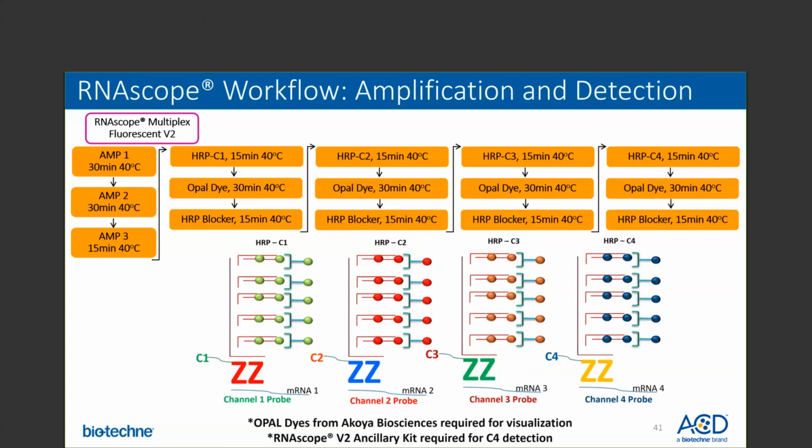After HRP-C1 is blocked with the HRP blocker, the next HRP, HRP-C2, is added, and channel 2 is detected with the addition of another Opal dye. Then HRP-C2 is blocked with the HRP blocker. This is repeated for detection of channel 3 and channel 4 targets.